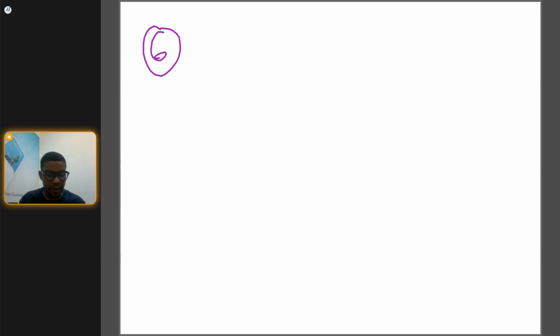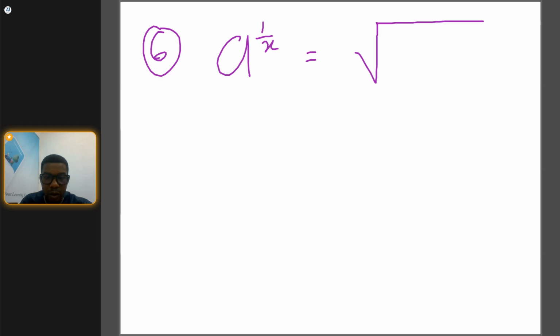All right. The sixth law of indices is we have a raised to the power of 1 over x. This will give us the square roots. We have x here, and we have a, which is the base in it. Now, how do we get this? This 1 over x is representing root. So it is the root of x.